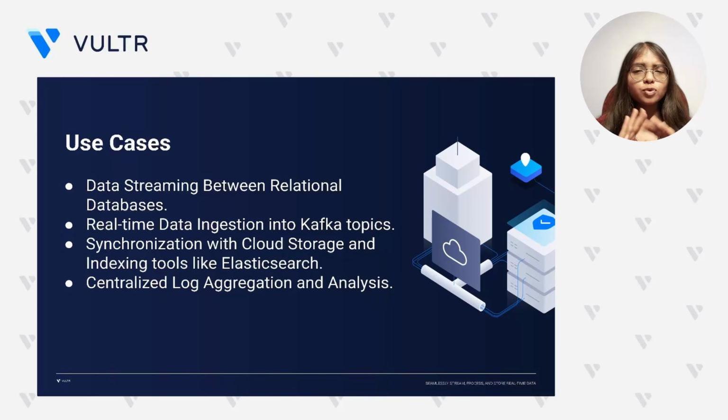Kafka Connect fits into a wide range of real-world scenarios. A few common ones are streaming changes from relational databases directly into Kafka in real time, ingesting app telemetry or event logs from edge systems, syncing Kafka topics with cloud storage or indexing tools like Elasticsearch, or setting up centralized log aggregation across services for easy monitoring and analysis. It is especially useful in microservices and data-driven platforms where data consistency and flow matter a lot.